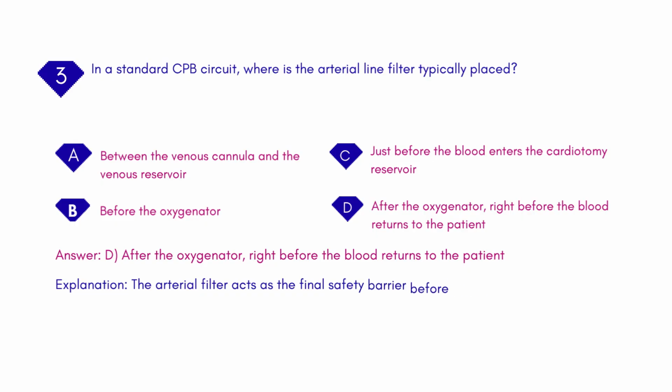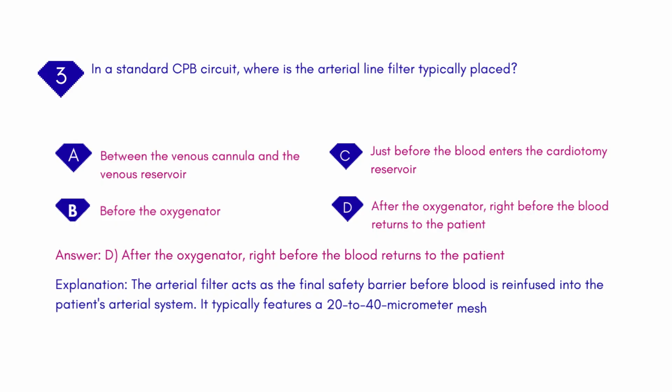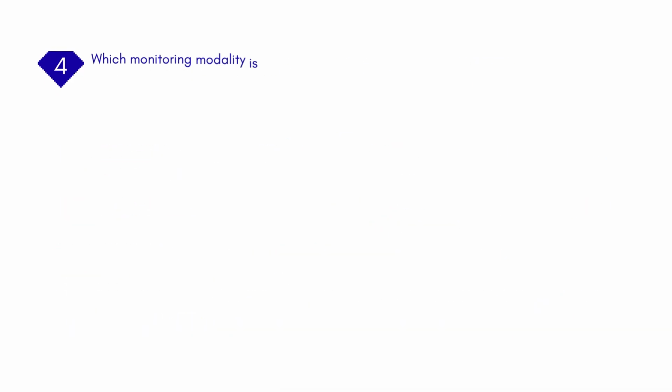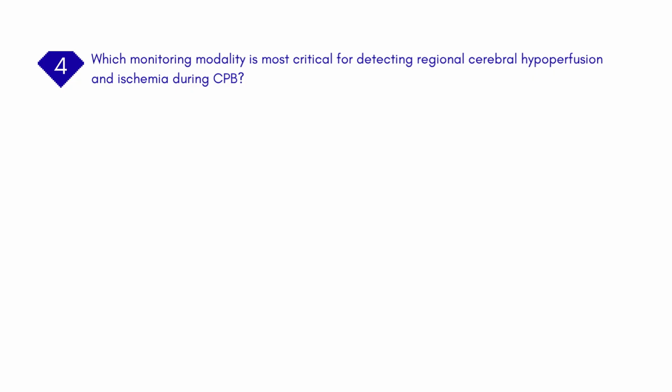Explanation: the arterial filter acts as the final safety barrier before blood is reinfused into the patient's arterial system. It typically features a 20 to 40 micrometer mesh designed to trap microemboli, gas bubbles, and cellular debris that may have escaped the oxygenator. Which monitoring modality is most critical for detecting regional cerebral hypoperfusion and ischemia during CPB?